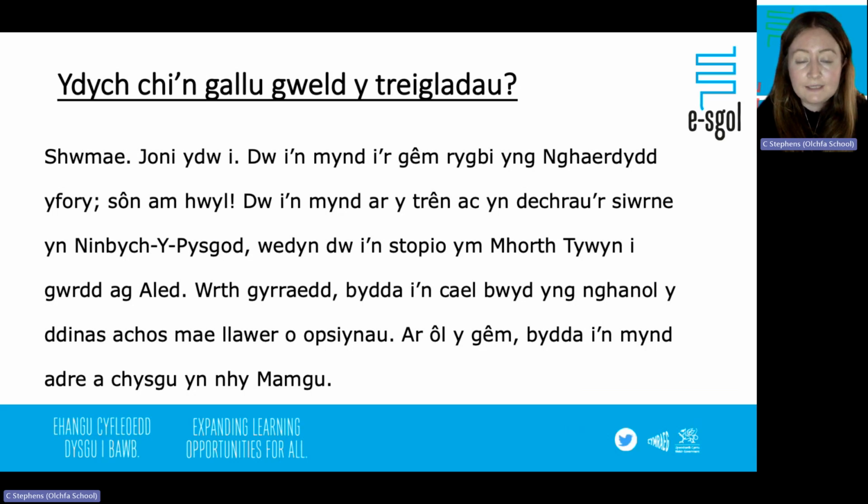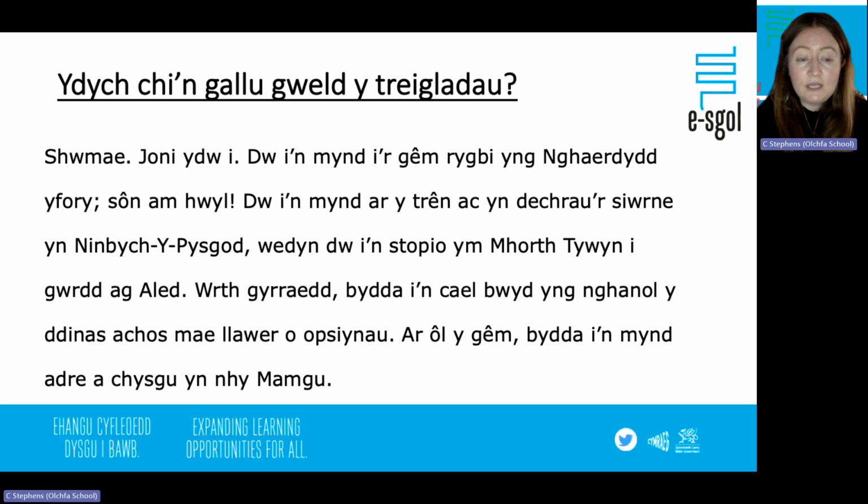I gwrdd ag Aled. Wrth gyrraedd, byddai'n cael bwyd yng nghanol y ddinas. So after arriving, I'm going to have food yng nghanol y ddinas, in the centre of the city, in the city centre. Now, you may think, hang on a second, Cardiff is a place, Tenby's a place, Burry Port's a place, canol y ddinas, the city centre, is a place, it's a location. Okay, so you still need to apply that mutation there.